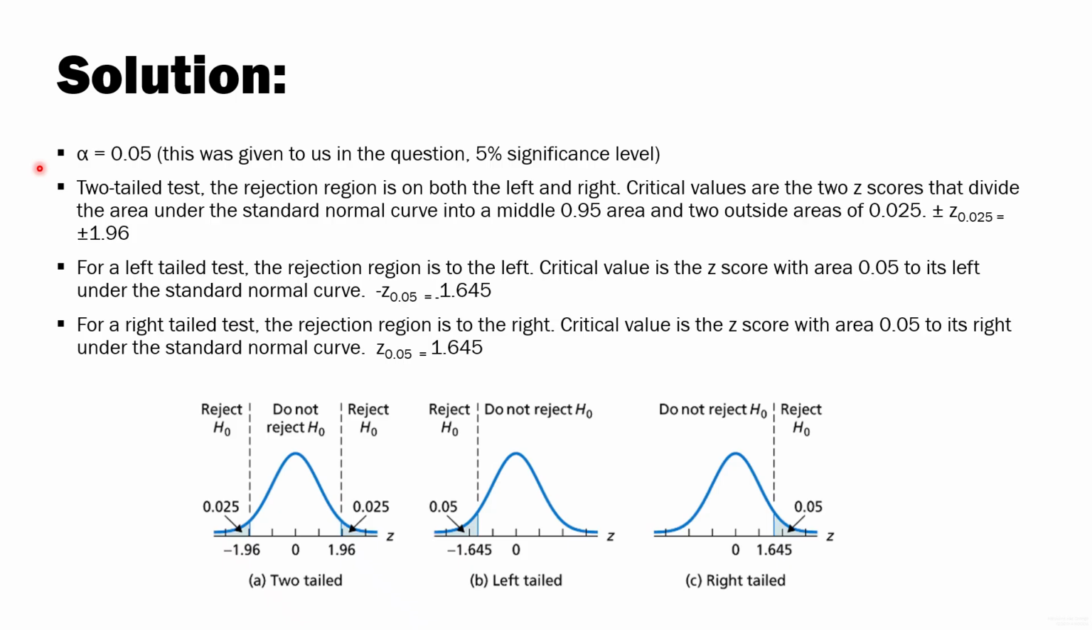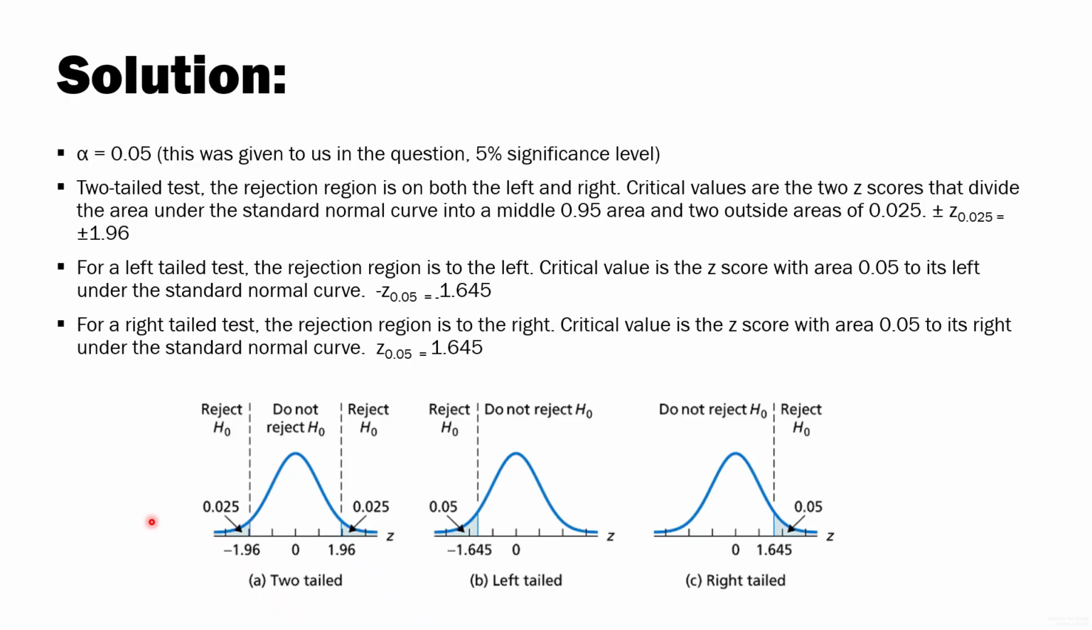So if we want to find the critical values for a two-tailed test, we have to realize that the rejection region is going to be on both the left and the right side. So critical values are the two z-scores that will divide the area under the standard normal curve into a middle 0.95 area with two outside areas of 0.025.